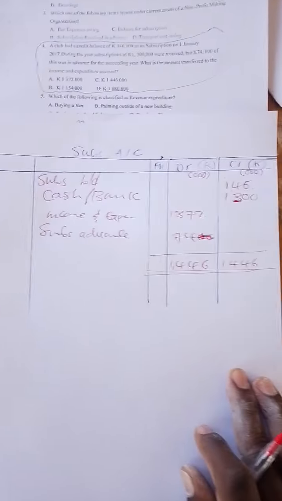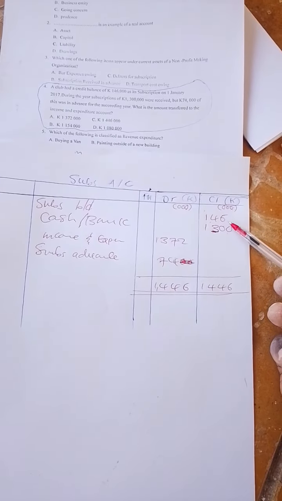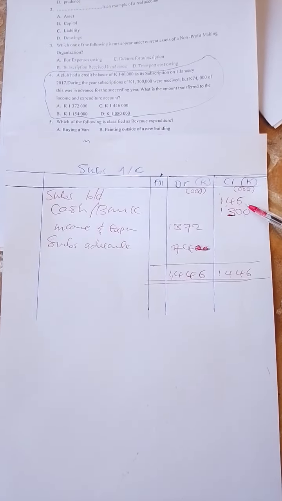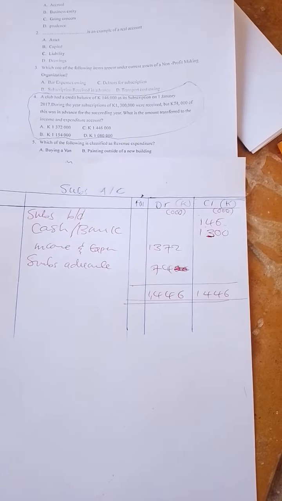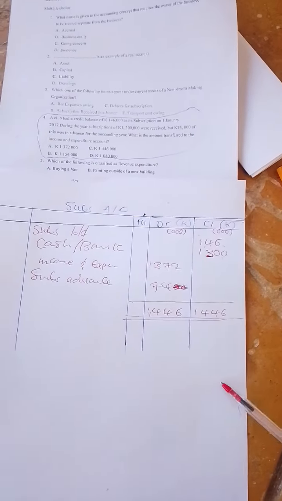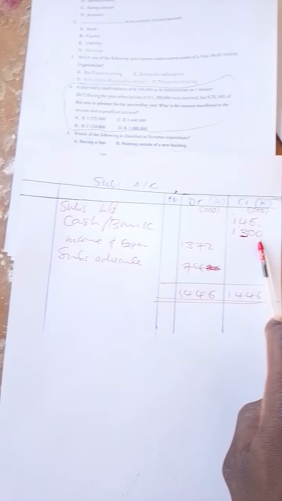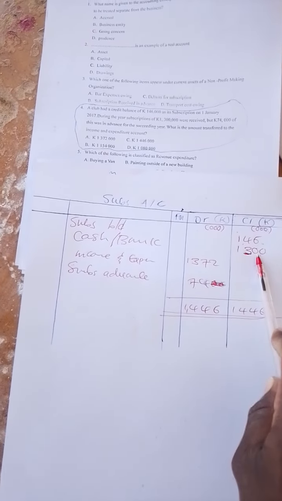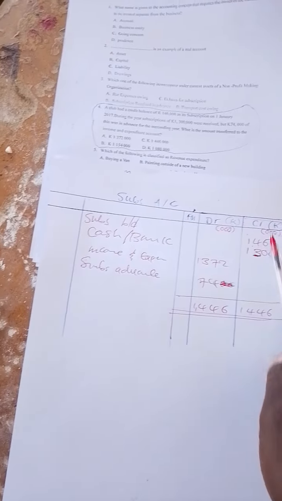It's very simple. There are two methods. This one I've used a table. So the one on the credit side, you put it in the subscription account on the credit. Then what was received during the year, the whole lot of it, you put it also on the credit side, which is cash or bank: 1,300,000, which I've put as 1,300 since it was on top.